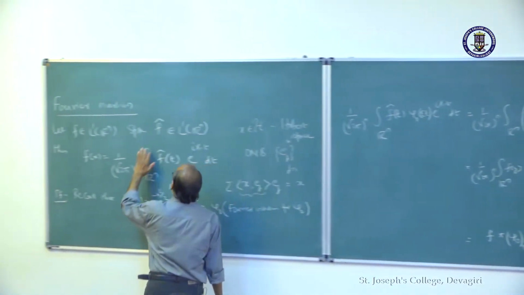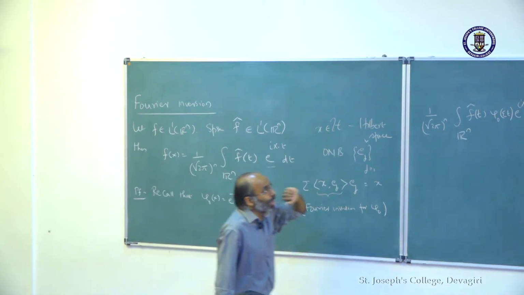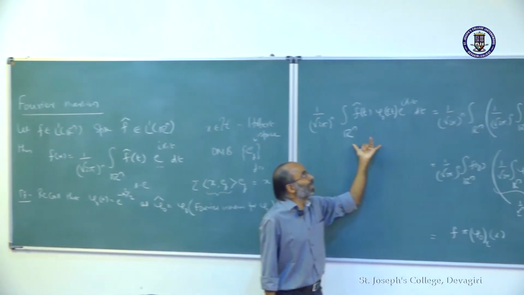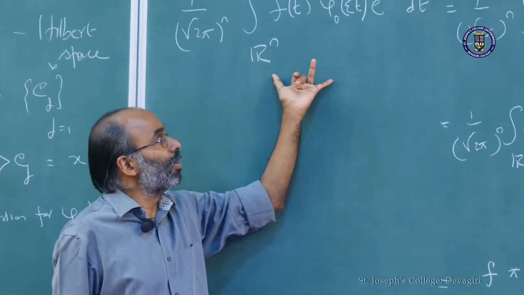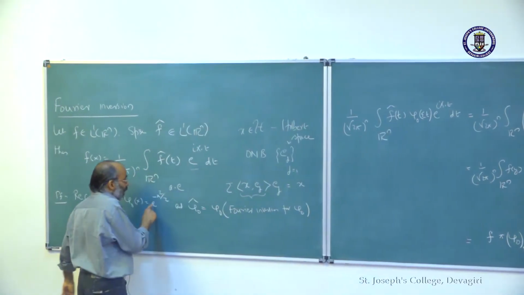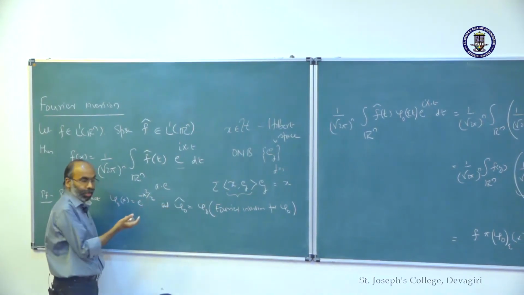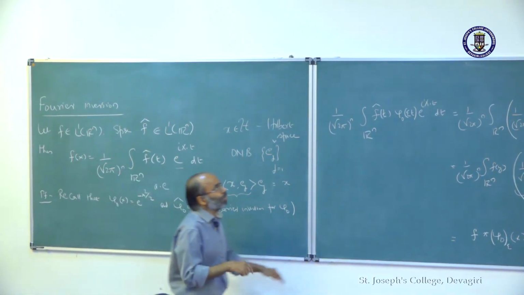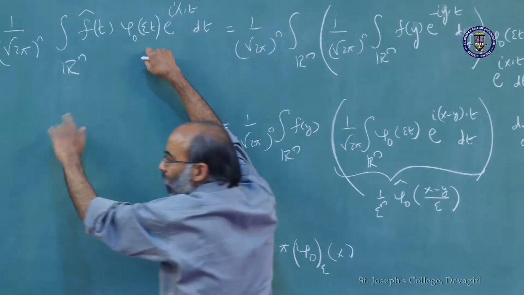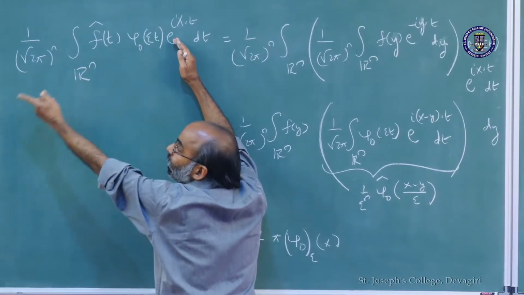So I am assuming that the Fourier transform is in L1. Let us look at this portion as epsilon goes to 0. Well, what will happen to this as epsilon goes to 0? Remember phi 0 is the Gaussian, so I have e to the minus epsilon square x square by 2. As epsilon goes to 0, that goes to 1, and the whole thing is bounded by 1. F hat is a function which is in L1.